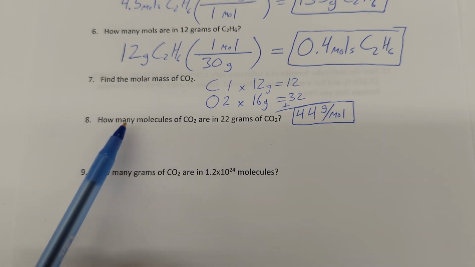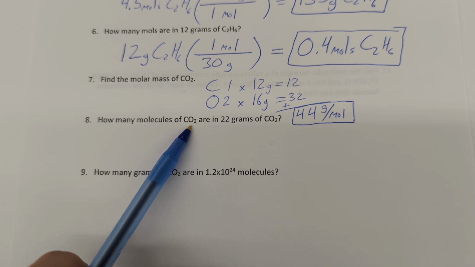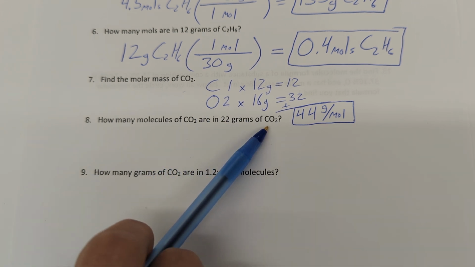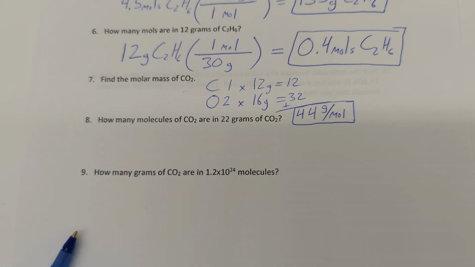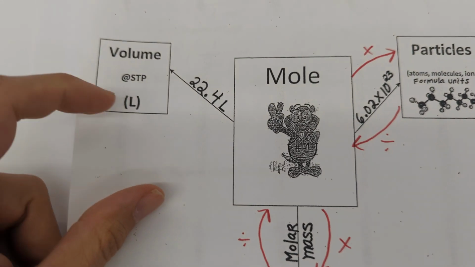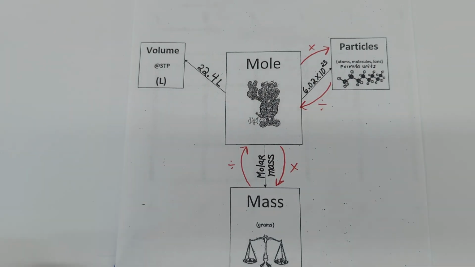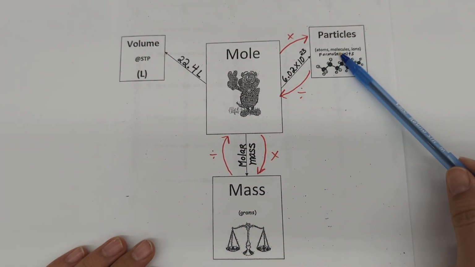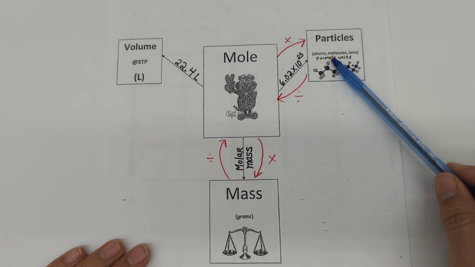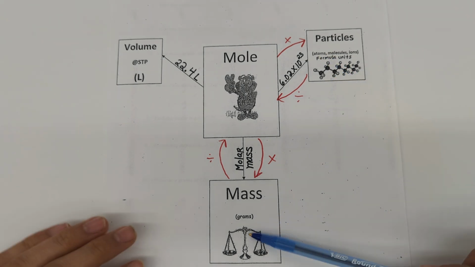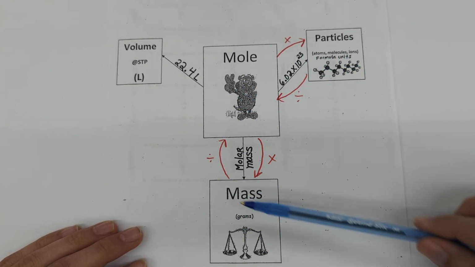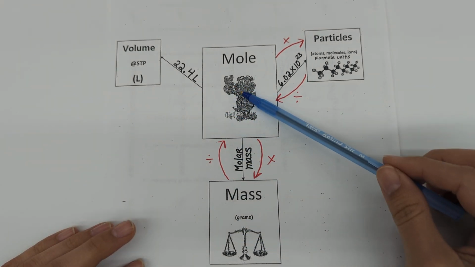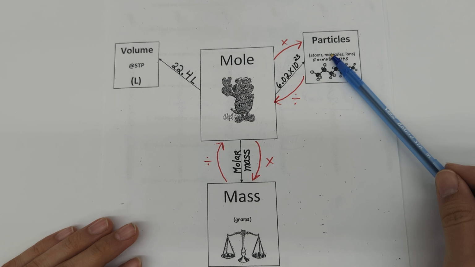For the next question, how many molecules of carbon dioxide are in 22 grams of carbon dioxide? So we're going from grams to molecules. And this is why we got our roadmap here. If I want to go from grams to molecules, it's 2 steps here. So I have to divide by my molar mass to get moles, and then I need to multiply by Avogadro's number.